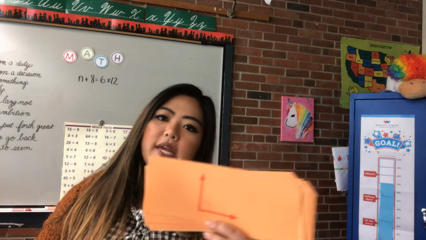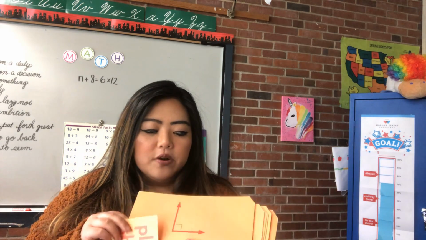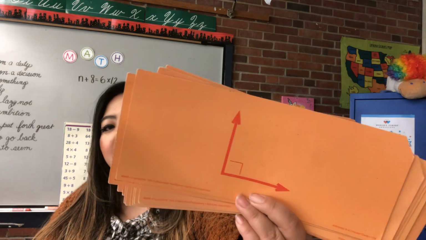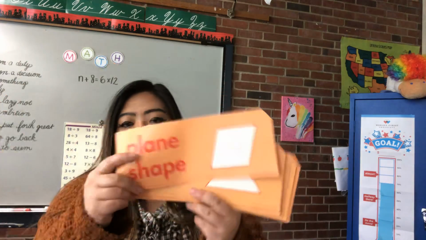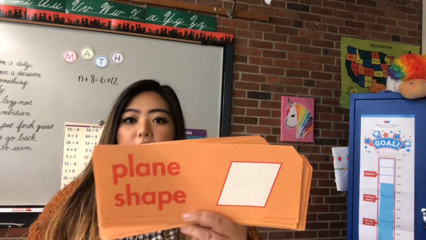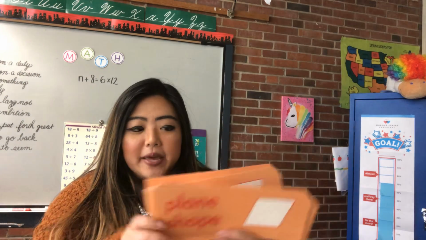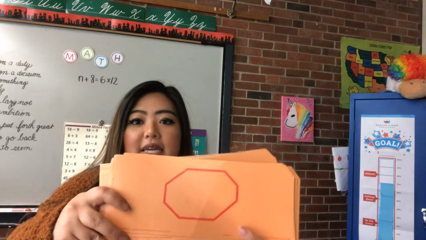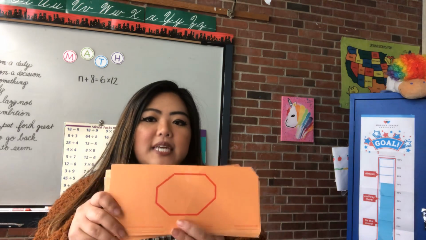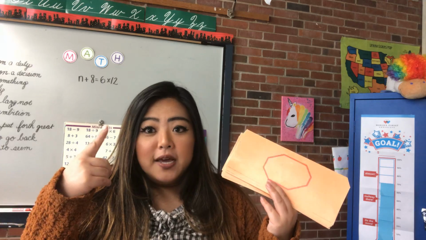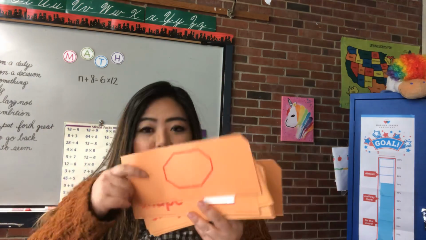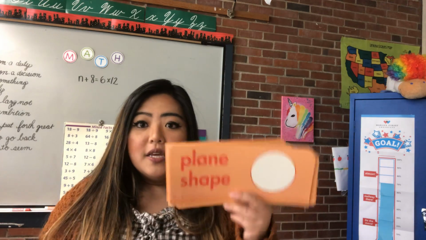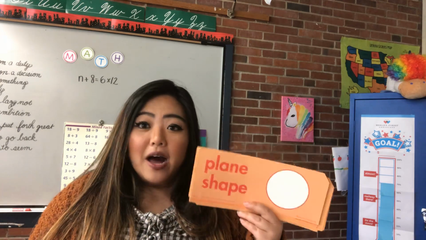What's the difference between a right angle and an angle? With a right angle, you have 90 degrees. Triangle, 3 sides. Looks like a square on its side. It's a rhombus. Polygon, just made up of many line segments. So a triangle is a polygon. A rhombus would be a polygon. Circle is not a polygon.